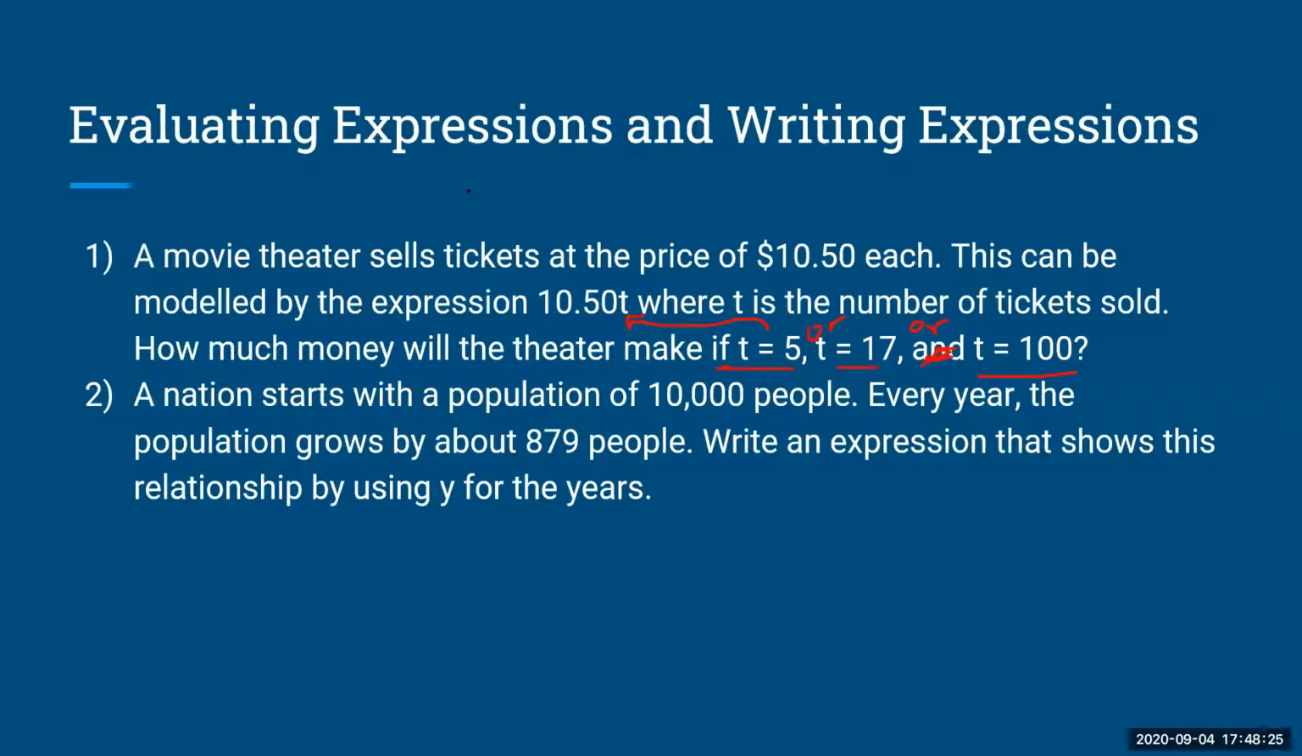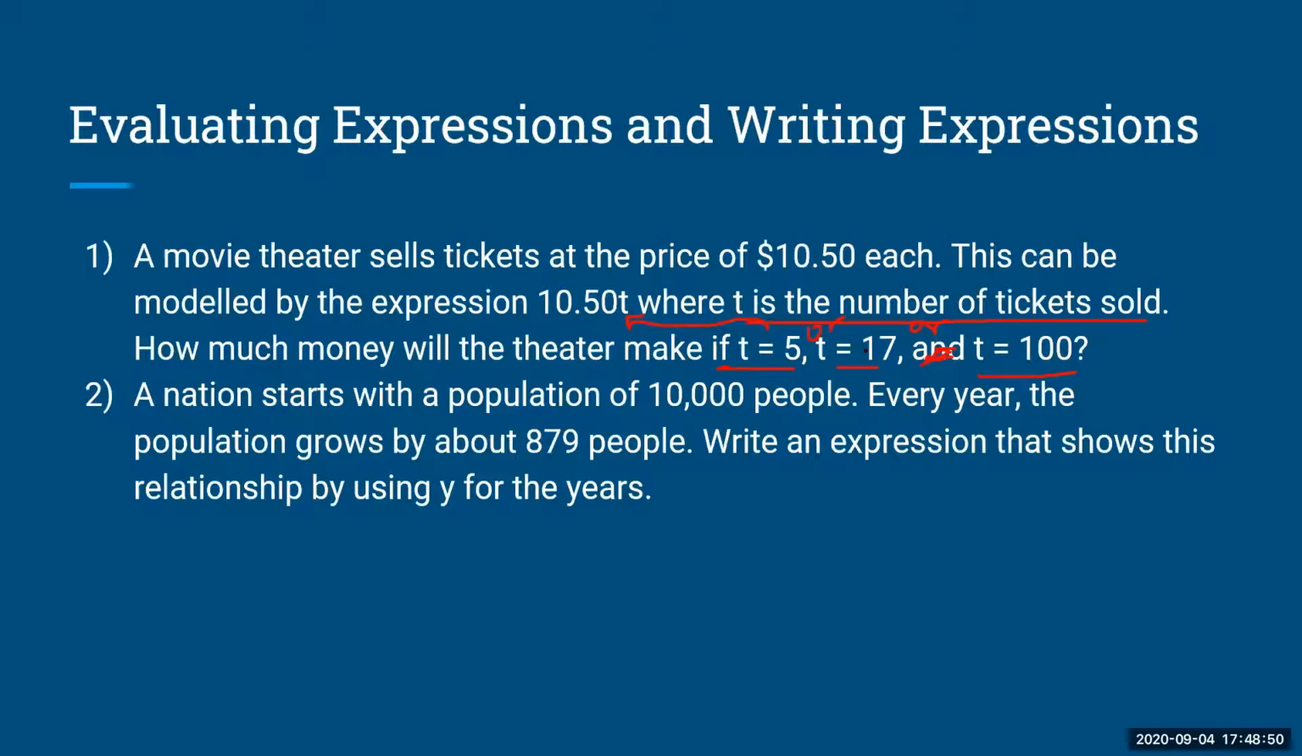Yeah. And then when you interpret the question, a movie theater sells tickets at a price of $10.50 each, right? And t is the number of tickets sold. So if t equals 5, that means selling 5 tickets will give you 10.50 times 5 amount of money. And if t equals 17, it'd be 10.50 times 17. How much money would you make? And if t equals 100, how much money would you make?